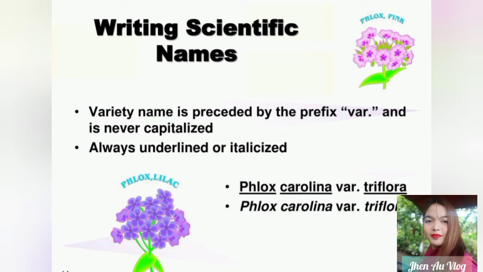If you are writing with your own hand, you can underline each word. But don't underline the variety. For example, Phlox carolina. Phlox is the genus and carolina is the species, while they have a variety, triflora, which is the variety of the Phlox carolina.